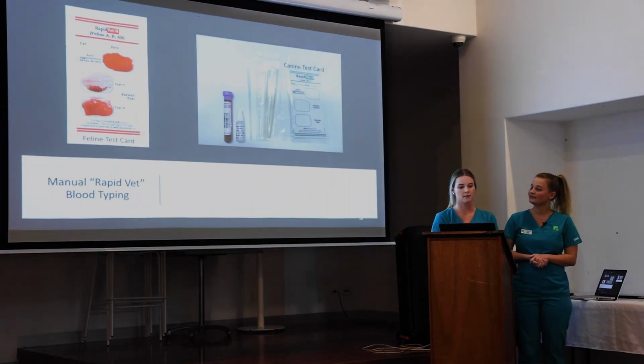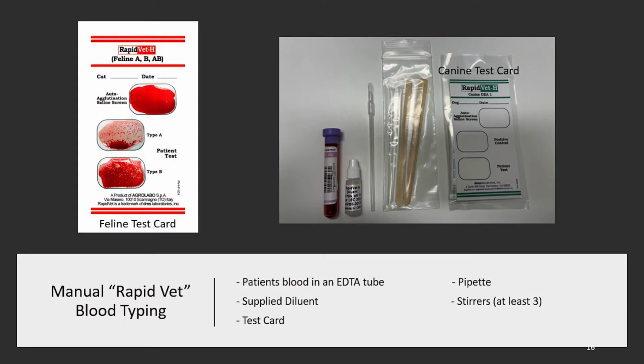Righty, blood typing. When it comes to blood typing, there are two main ways of doing this. One is manually with a test card, as you can see above, and the other is via a quick vet machine. To manually test a canine or feline's blood, you will need to pop it in an EDTA tube.